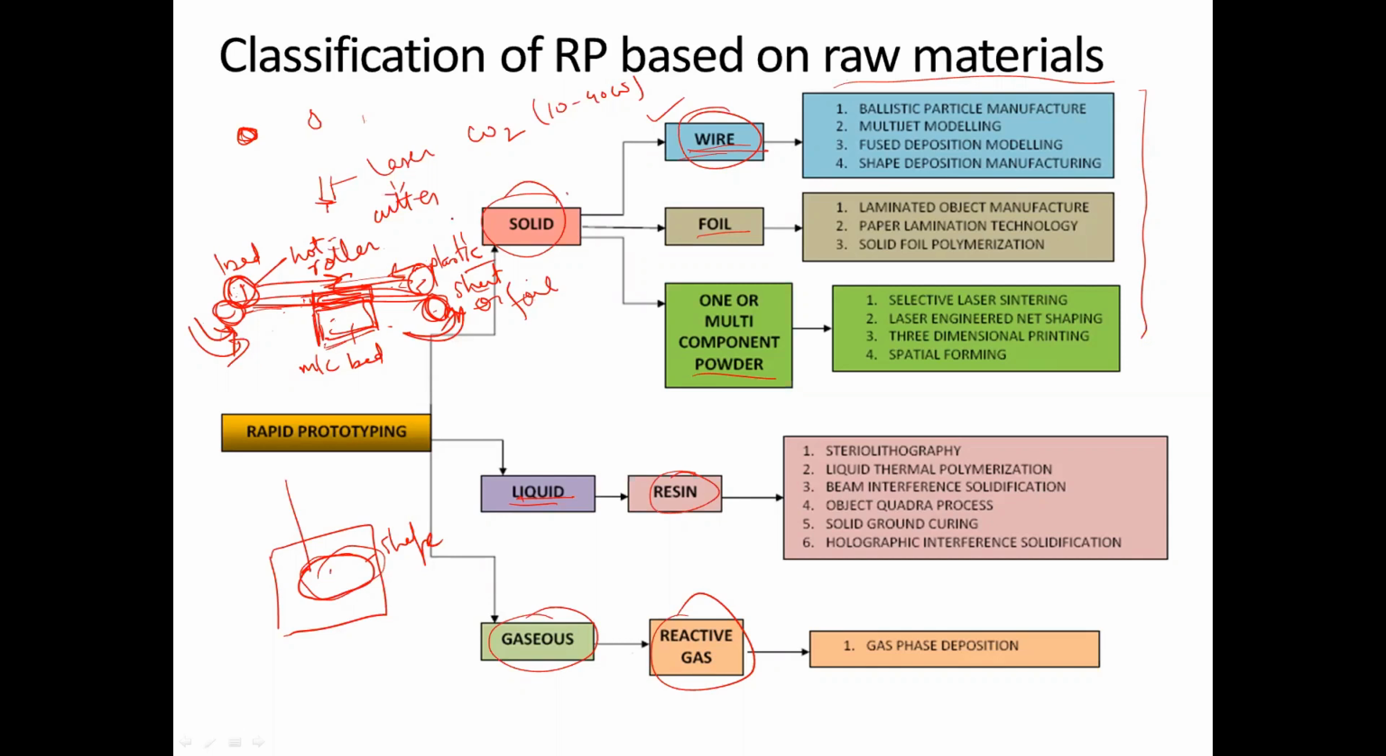So here the laser mechanism is not working for the joining process. It is actually working to cut the topography of that individual contour. Am I clear?